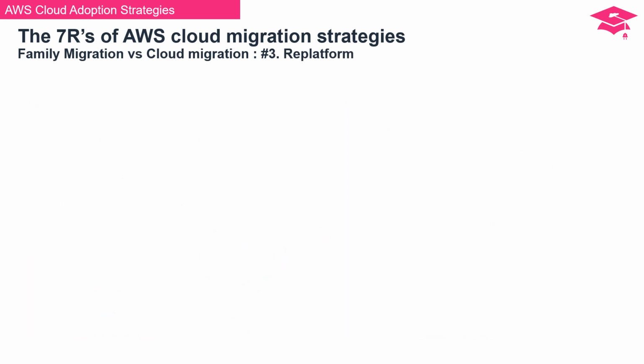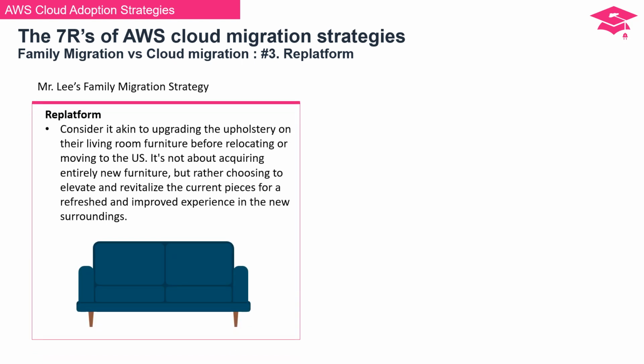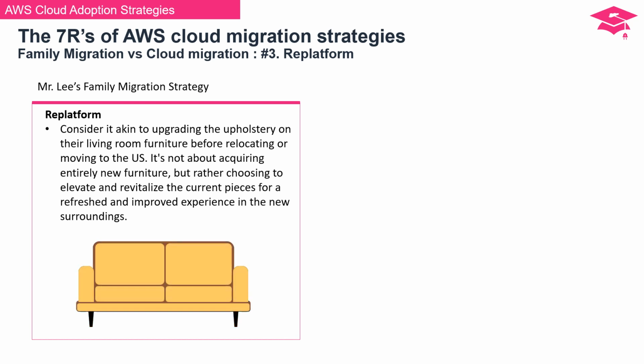The third R of AWS Cloud Migration Strategies is replatforming. In Mr. Lee's family migration, the family decided to take their lovely living room furniture. But they upgraded the furniture upholstery before their big move to the U.S. It's not about getting entirely new furniture but choosing to elevate and revitalize the existing pieces. This decision aims to provide a refreshed and improved experience in their new surroundings.